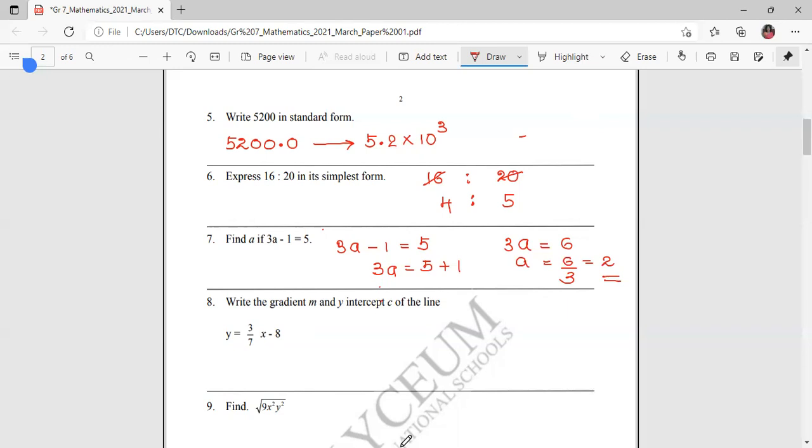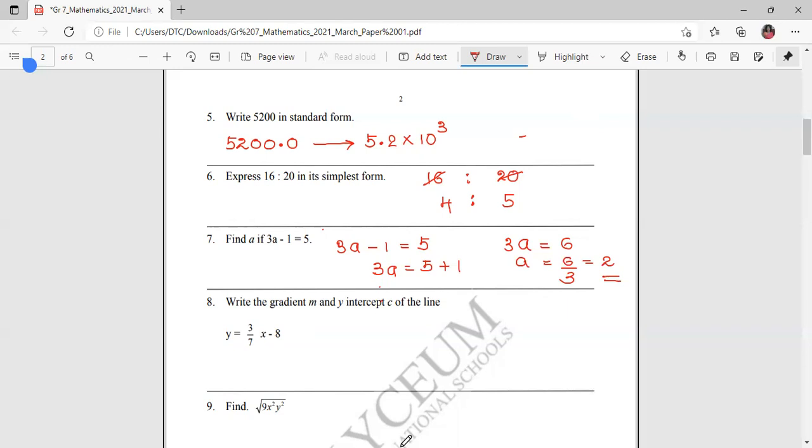Then I want to keep A alone. For that, I want to remove the multiplication by 3. Then what happened? It becomes a division. Then 6 over 3, or 6 divided by 3, becomes 2. So the final answer is A is equal to 2.